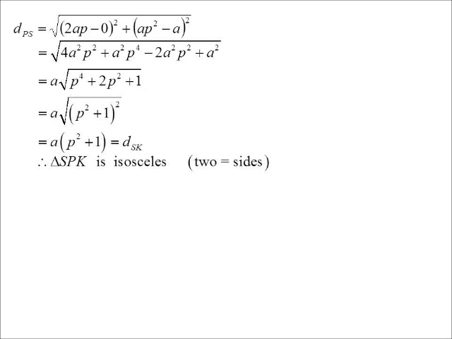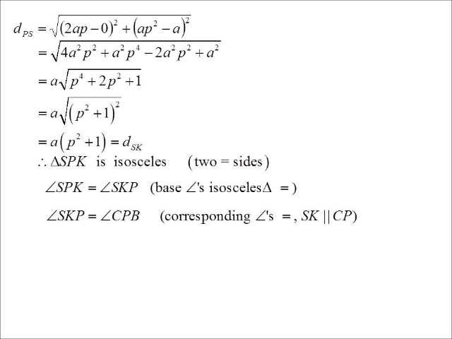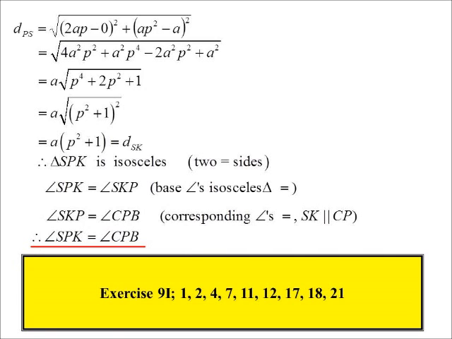So I now know SPK is isosceles because I've got two equal sides. Therefore, SPK and SKP are going to be the base angles in my isosceles triangle. So SKP and CPB, with our parallel lines, they're going to be equal. Well, if they're both equal to SKP, I know SPK is equal to CPB, and that's what we wanted to prove. I say it's just one way of proving the reflection property. So 9A, just picked out a handful there of properties to play with.